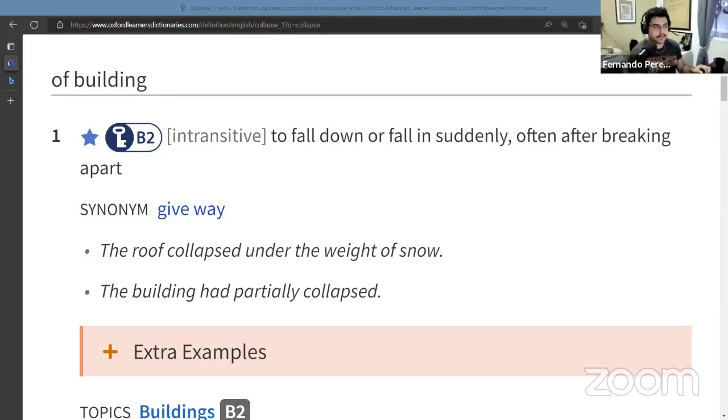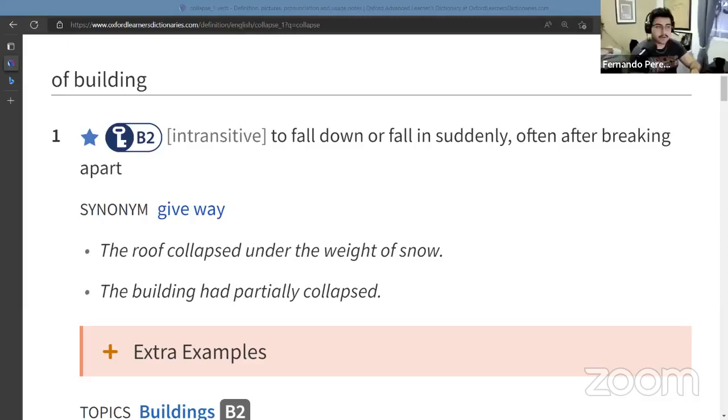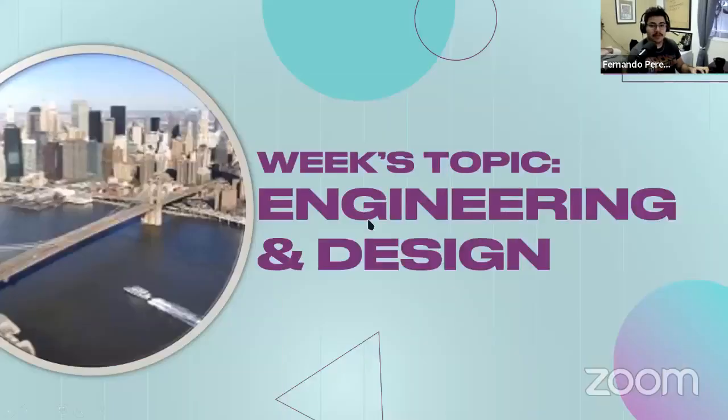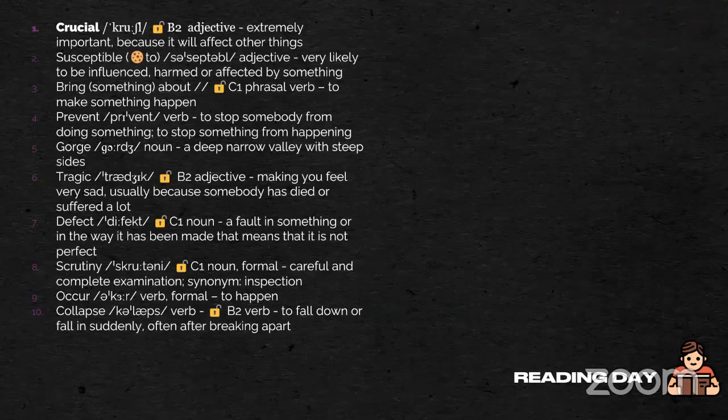If we have other vocabulary, I will be writing it in our vocabulary list. But right now we have this already done. This is the vocabulary that we have up to this moment. Any questions? No. Perfect. Let's begin with the reading.